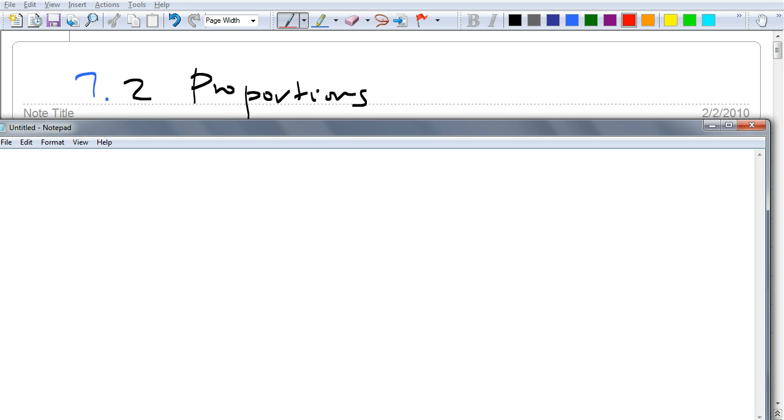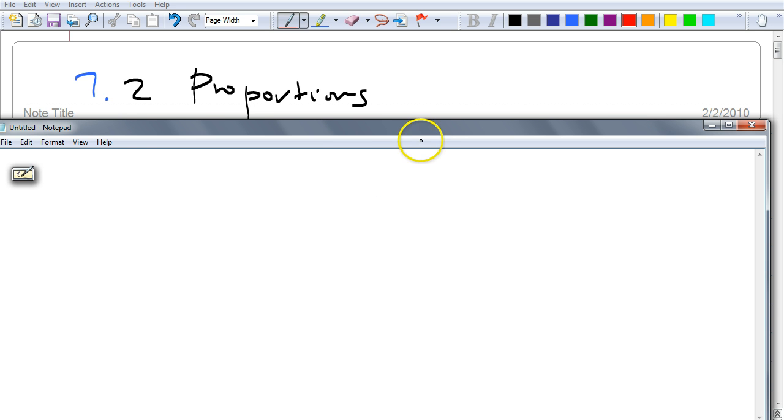If you're making a cake and so forth, if you want to make twice as much as what the recipe says, what do you do? You multiply all the ingredients by 2. Kind of same idea.